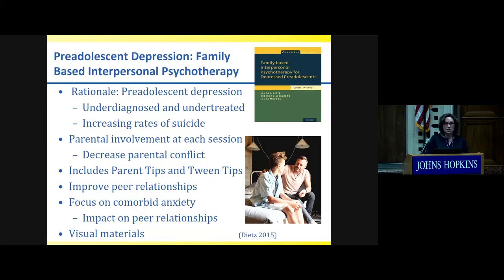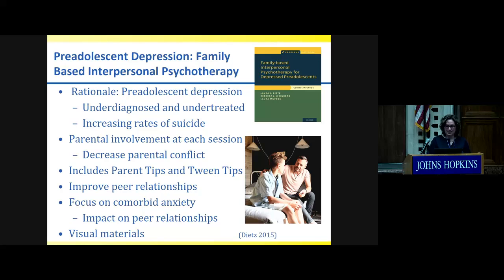So the next adaptation is for pre-adolescent depression, developed by Laura Dietz at Pittsburgh. It's called family-based interpersonal psychotherapy. The rationale being that pre-adolescent depression is underdiagnosed and undertreated. There are increasing rates of suicide. Laura includes more parental involvement at each session. The goal is to decrease parental conflict and improve peer relationships. She includes the parent tips and tween tips.